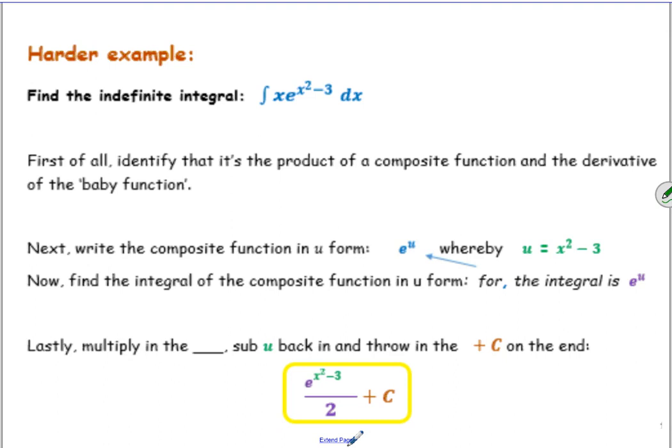Okay, so I think I filled this one in for you, actually. I had a little thing in here. So find the indefinite integral. First of all, identify that it's a product of a composite function and the derivative of the baby. So the composite function is this one, e to the x squared minus 3. That's the composite function. But the derivative of the baby, notice it's half. Let's make a note. Notice it's half the derivative of the baby.